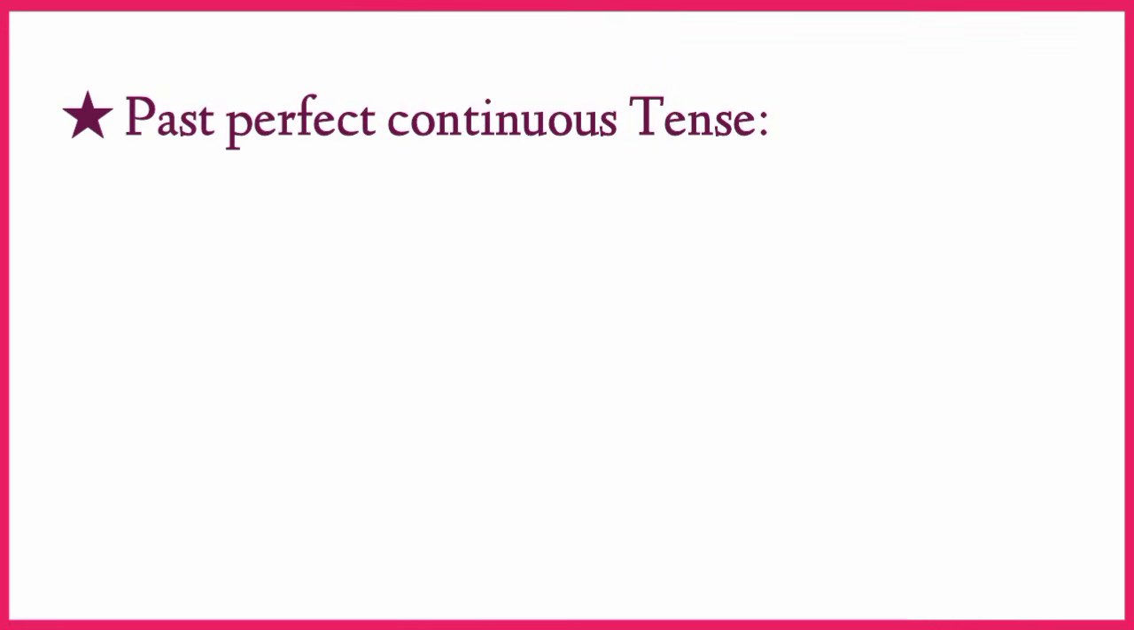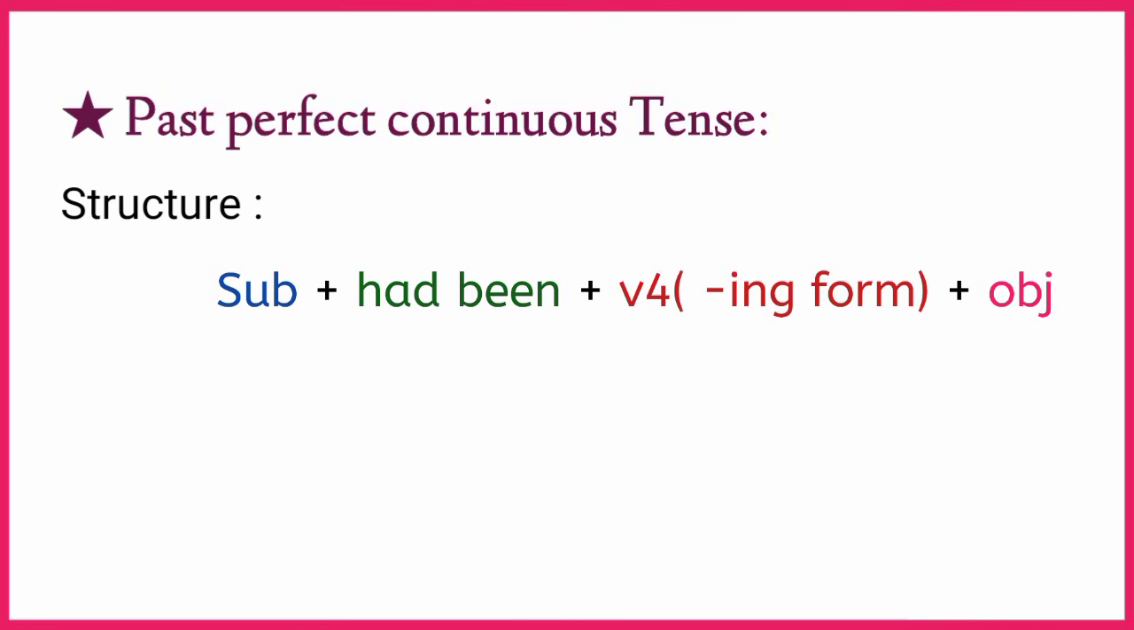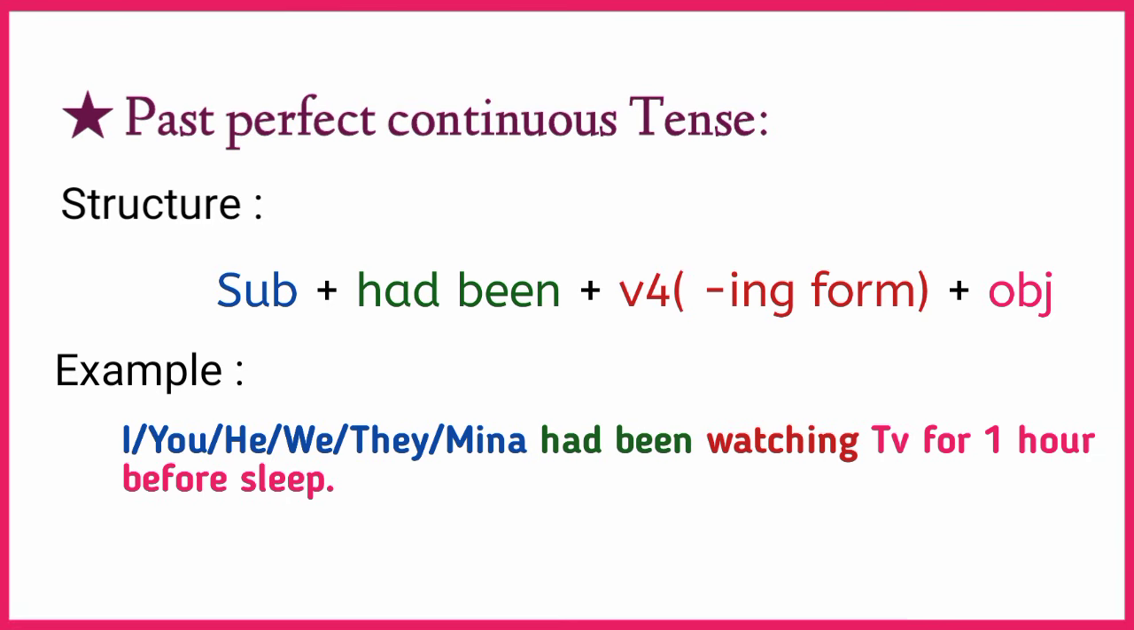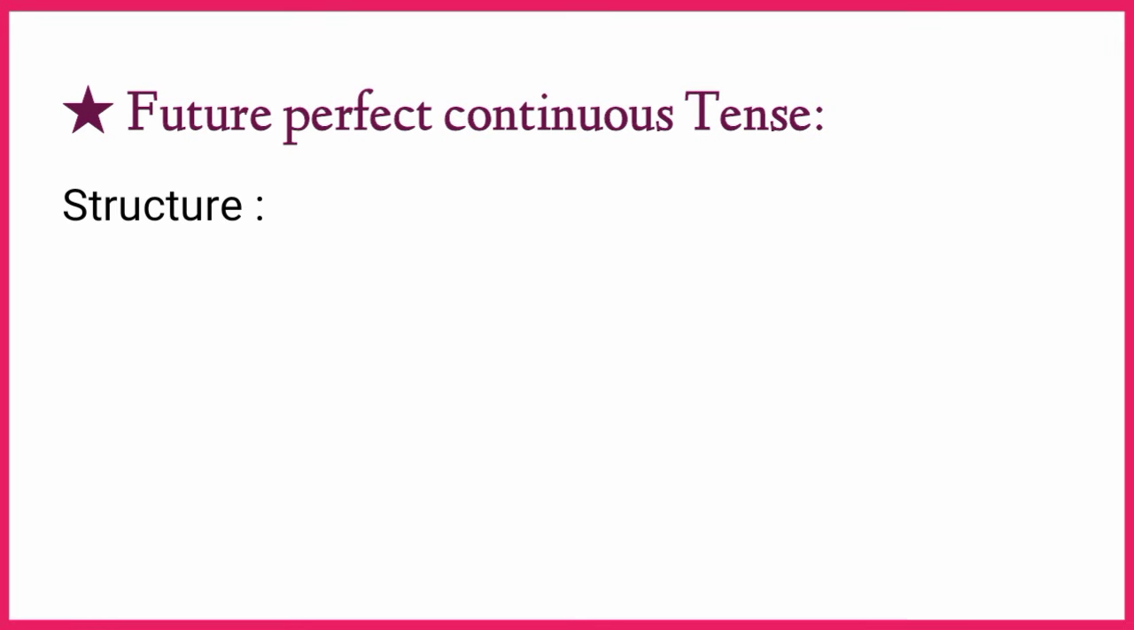Now, structure of past perfect continuous tense. Subject plus had been plus ing form of verb plus object. Example, I had been watching TV for 1 hour before sleep. He had been watching TV for 1 hour before sleep. Okay, now let's see future perfect continuous tense.